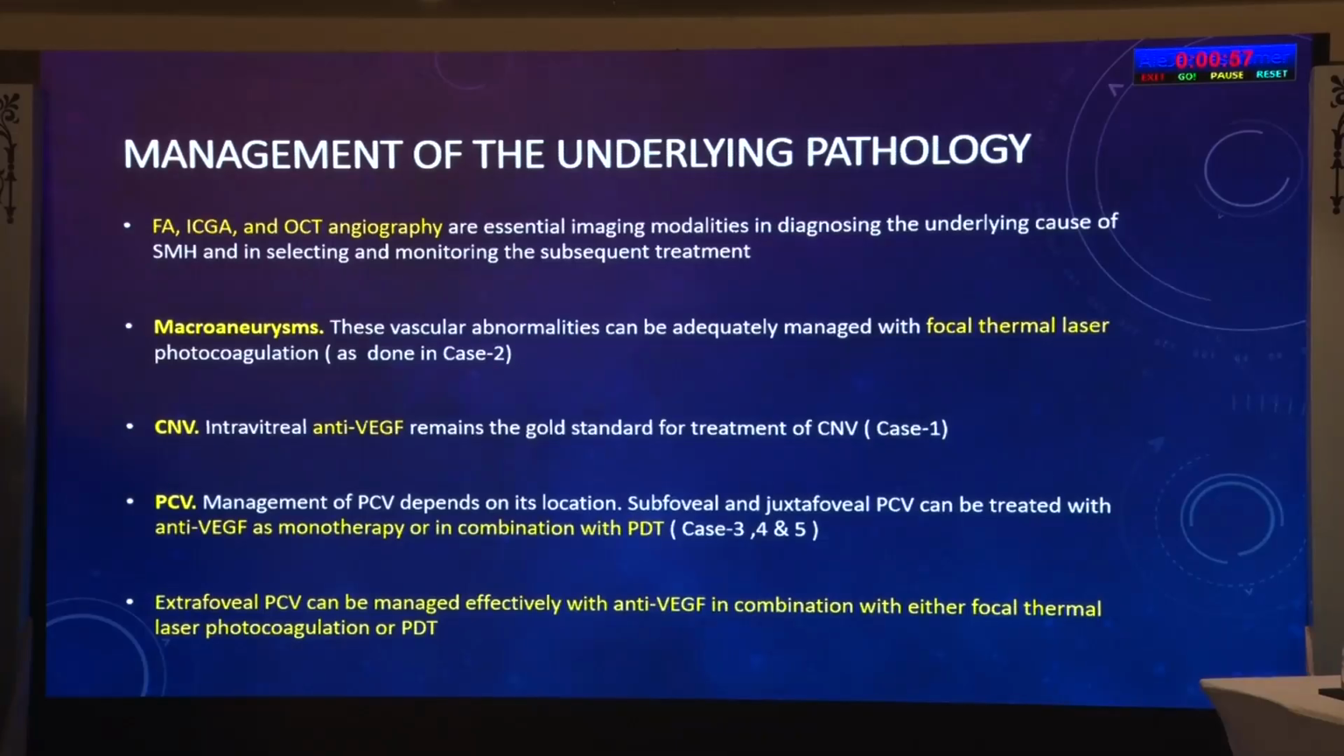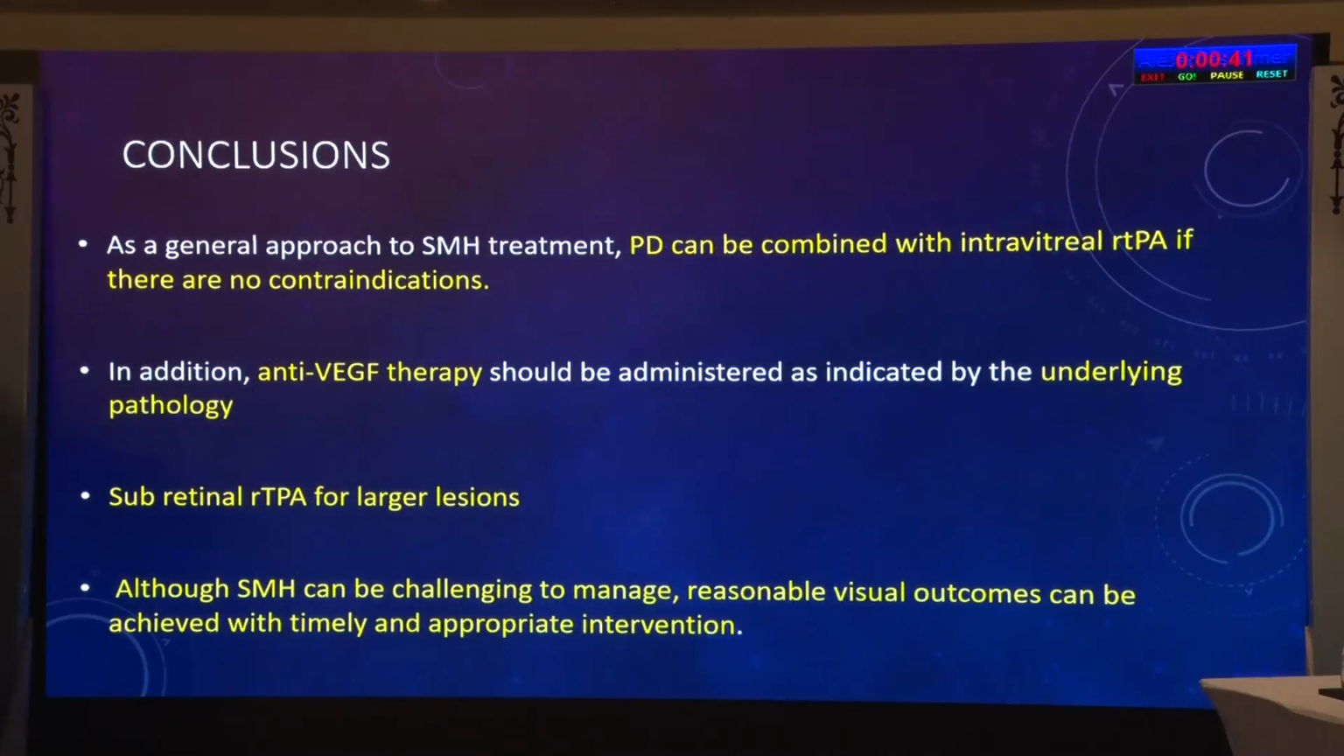The most important part is that we need to address the underlying pathology. Whether it's a RAM, we need to do a laser; CNVM, anti-VEGF; PCV, either monotherapy or combination with PDT, or if extrafoveal we can do some laser. So overall, it's a very challenging situation, submacular hemorrhage, but if we can treat based on the algorithm, we can actually give a reasonably good visual outcome if it is treated at the right time. Thank you.